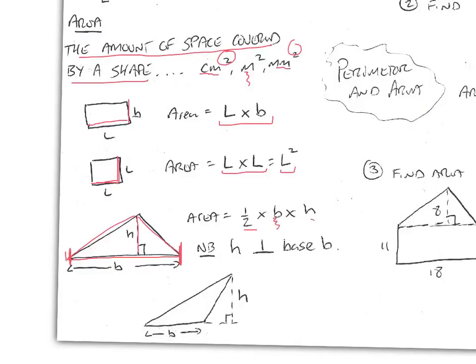And this height is very important. It's perpendicular to the base. It's at 90 degrees to the base. And if we look at this triangle here, if we were to find the area of this triangle, we use the same formula. It's a half times the base times the height of this line, which is perpendicular to this base that we've chosen.